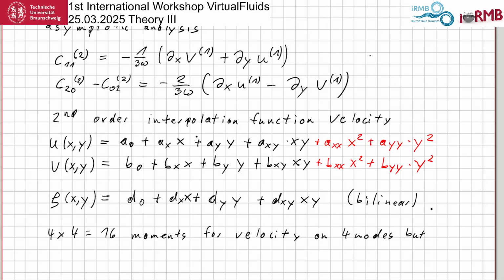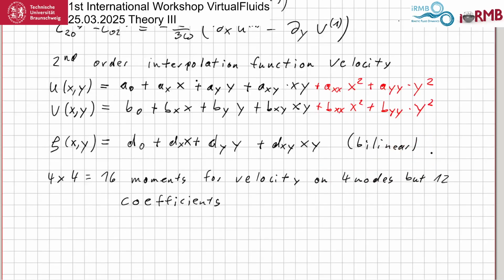But the number of coefficients that we have here is 1, 2, 3, 4, 5, 6 times 2 is 12, yes? So only 12 coefficients. That gave me a lot of headache in the beginning, because we have an over specified system.